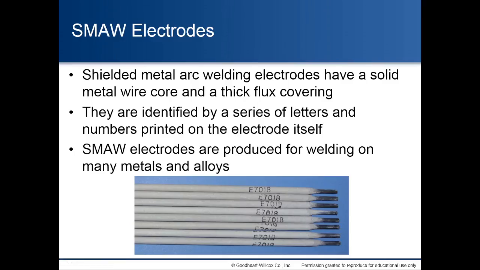Shielded metal arc welding electrodes. Shielded metal arc welding electrodes have a solid metal wire core and a thick flux covering. They are identified by a series of letters and numbers printed on the electrode itself. Shielded metal arc welding electrodes are produced for welding on many metals and alloys.